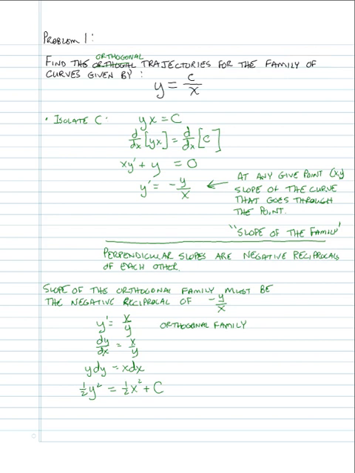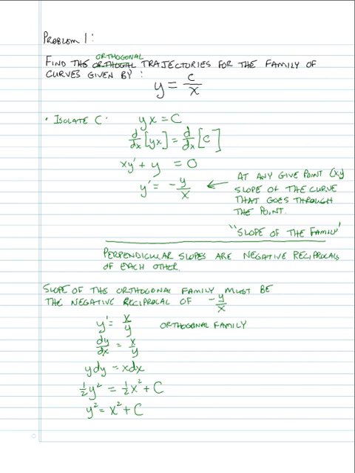Now, what we could do at this point, well, we could do several things, but what we could do is multiply through this equation by 2. And when we do, we get y squared is equal to x squared plus 2c. And of course, 2 times an arbitrary constant is just an arbitrary constant. So rather than saying 2c, I'm just going to say c, the arbitrary constant.